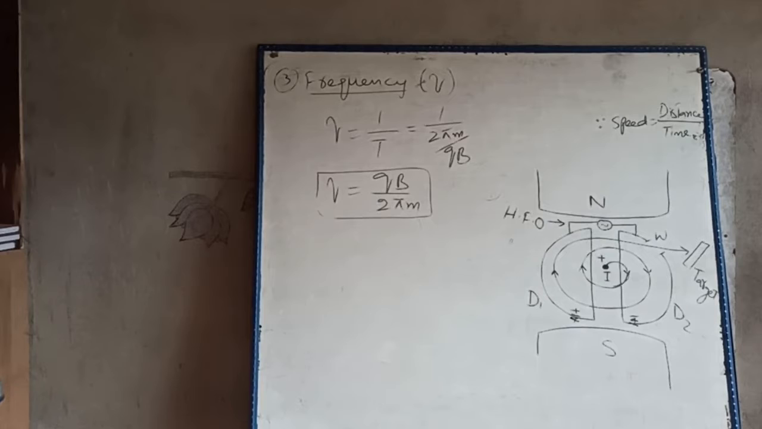Now next it is the frequency. Frequency, we know, is the reciprocal of the time period. So frequency ν is equal to 1/T. By using the value of T, we will get the frequency. So frequency is equal to qB over 2πm.